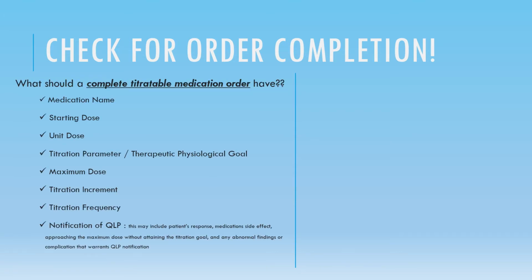Before medication administration, we should check for order completion. What should a complete titratable medication order have? It should have a medication name, the starting dose, the unit dose, titration parameter, therapeutic physiological goal, a maximum dose, titration increment, a titration frequency, and a notification of the qualified licensed personnel.